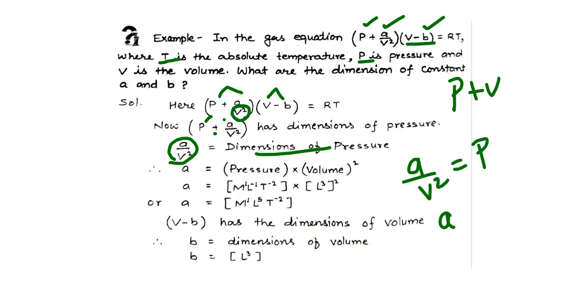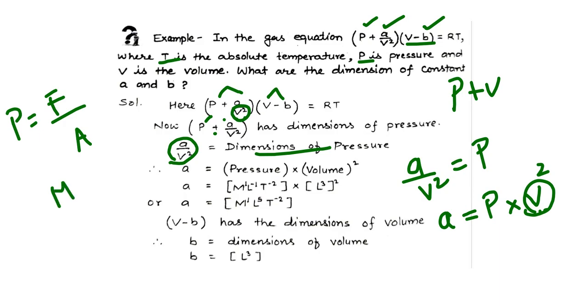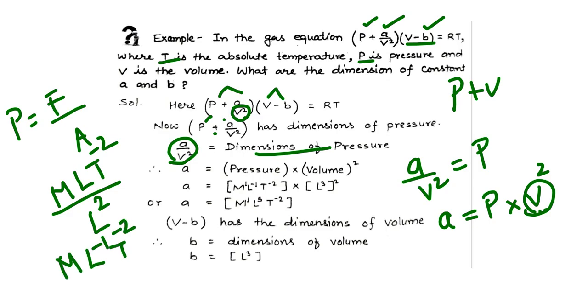You take A here, you multiply P by V square. What is this V? It's not velocity, it's volume. Now, what is pressure's equation? It is force by area. What is force? Mass times acceleration. Mass multiplied by acceleration divided by area, that is L square. So when you take this to the numerator, you are getting M L to the power of negative 1, T to the power of negative 2, multiplied by L cube the whole square.